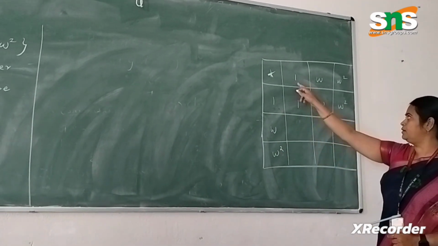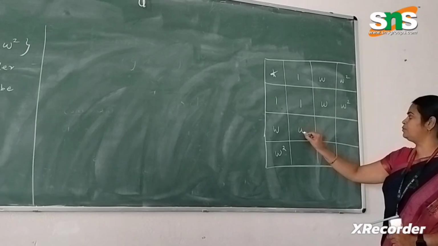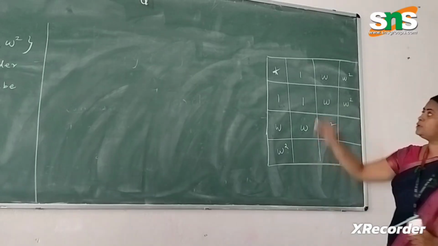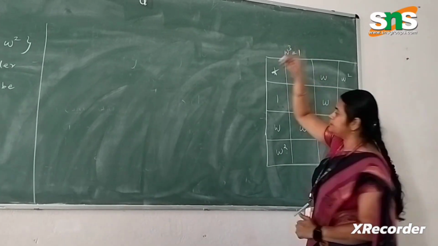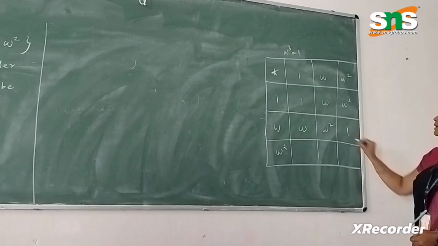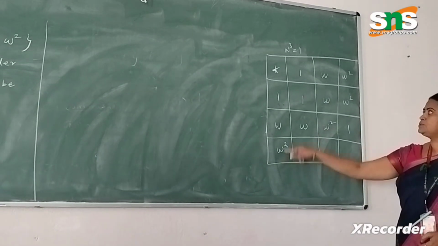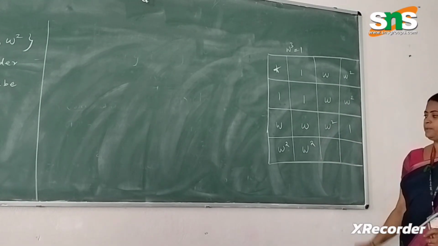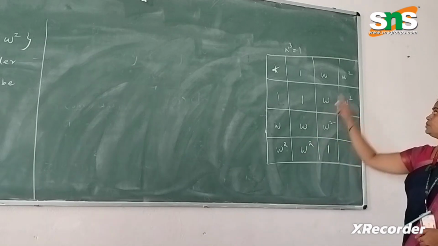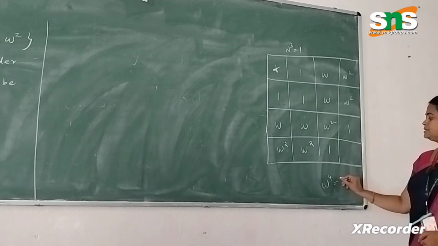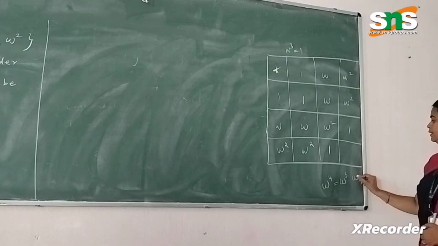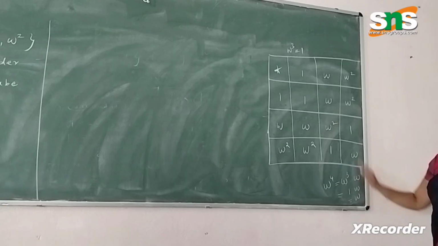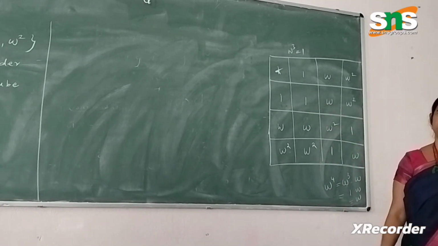Similarly, when you multiply omega with these 3 elements, omega into 1 is omega, omega into omega is omega square, and omega into omega square is omega cube. Omega cube is nothing but 1, as given in the question itself, so I am writing it as 1. Similarly, omega square into 1 is omega square, omega square into omega is omega cube, which is 1. Omega square into omega square is omega power 4, which can be written as omega cube into omega. Since omega cube is 1, 1 into omega is omega. All these elements belong to the given group G.